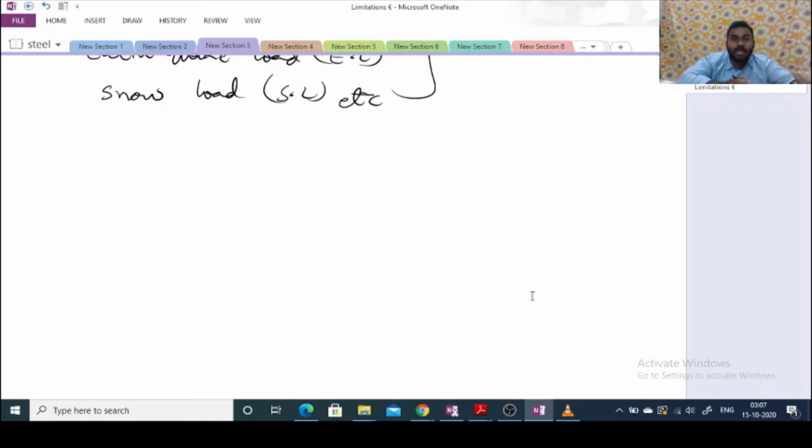Obviously. Is that okay? And the major advantage of the working stress method is that it is simple in nature, both in concepts and in application. Because of that only we have used the working stress method. So this is about the working stress method. Now let us go for the other method of design, that is the plastic method. Is that clear?